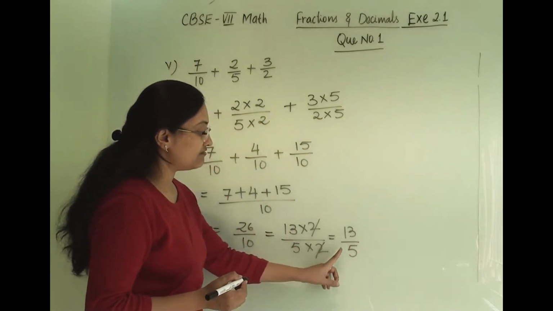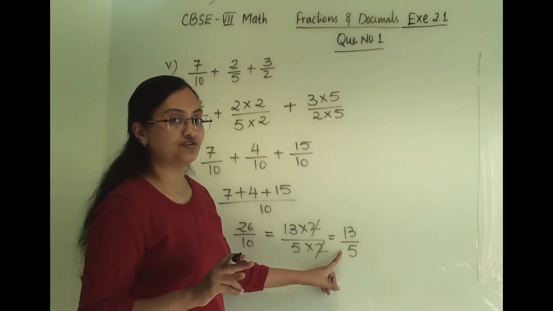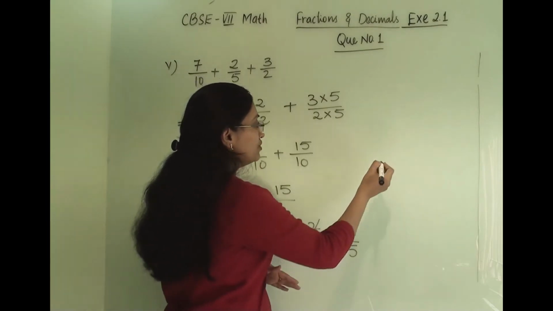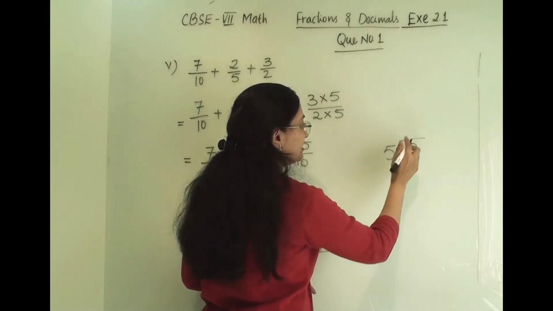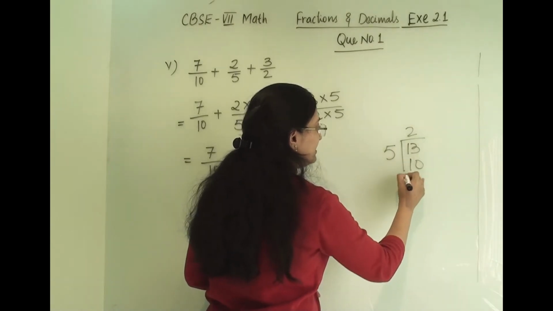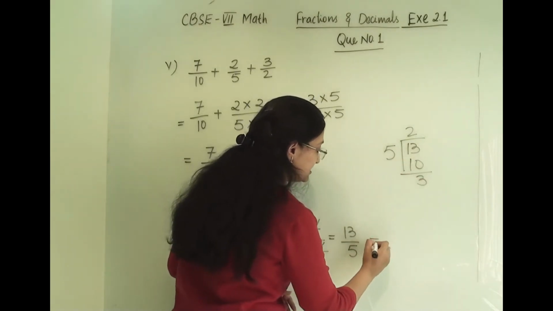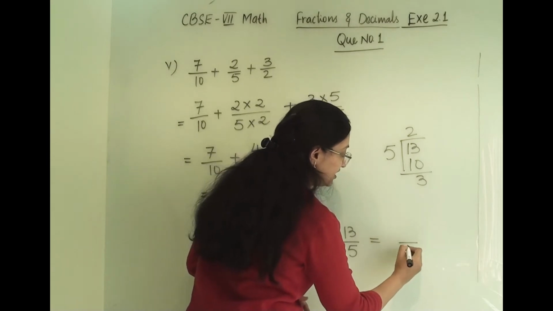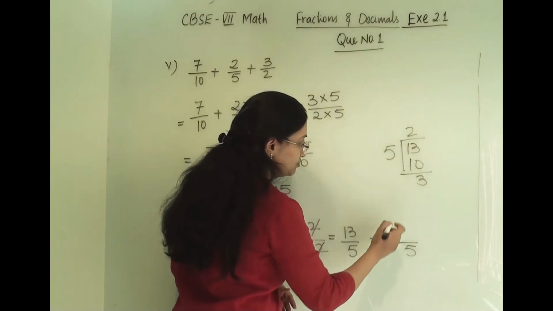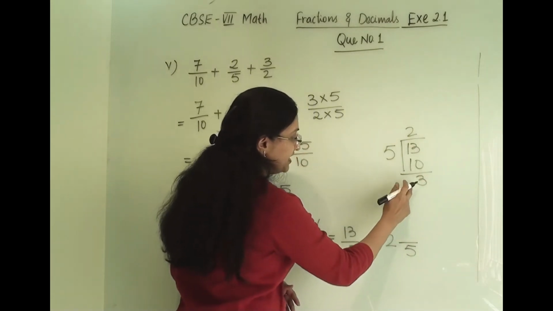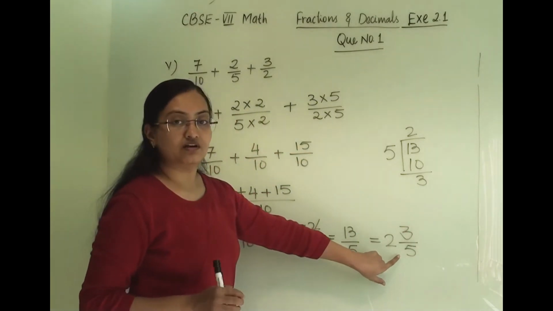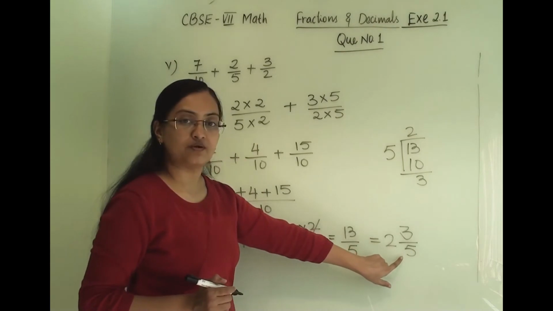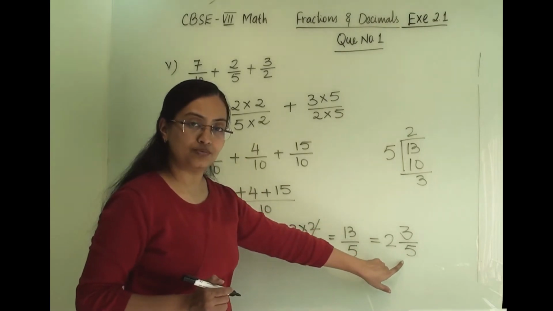Now this 13 divided by 5 is an improper fraction. So we have to convert it into a mixed fraction. 13 divided by 5, we will get 2, 10 and remainder 3. So 5 will go in the denominator, this 2 will come at the front and 3 will go at the top. So this is going to be our answer, 2 3 by 5. We have converted it into a mixed fraction.